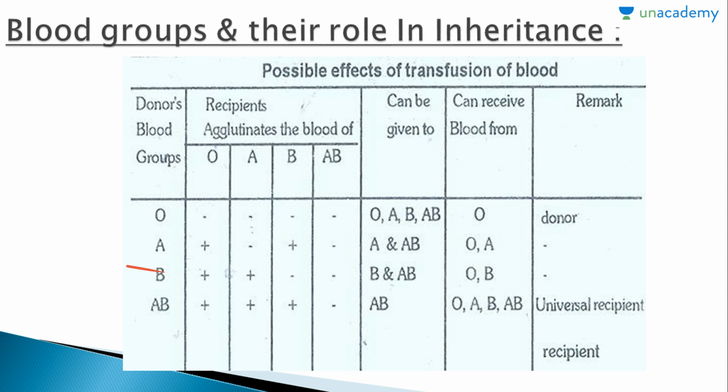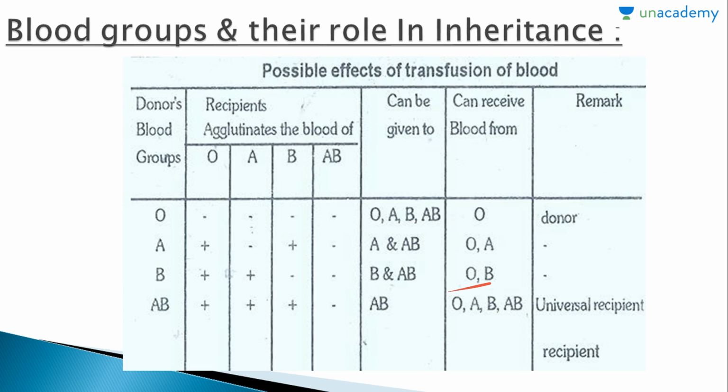Now, A blood group, it agglutinates the blood of O and B, and it does not agglutinate the blood of A and AB. So thus it can be given to A and AB blood group, and it can receive blood from O and A only. Now the B group, it agglutinates the blood of O and A, and it can thus be given to B and AB. It can receive blood from O and B.